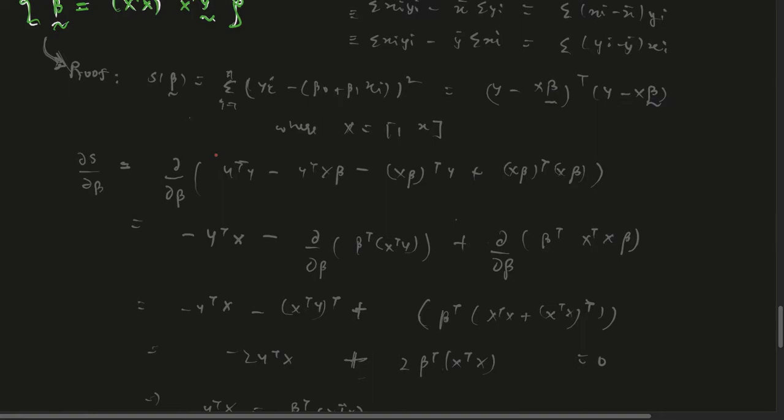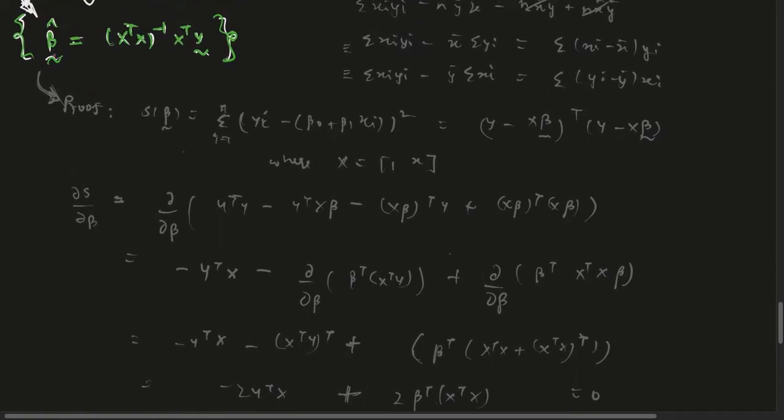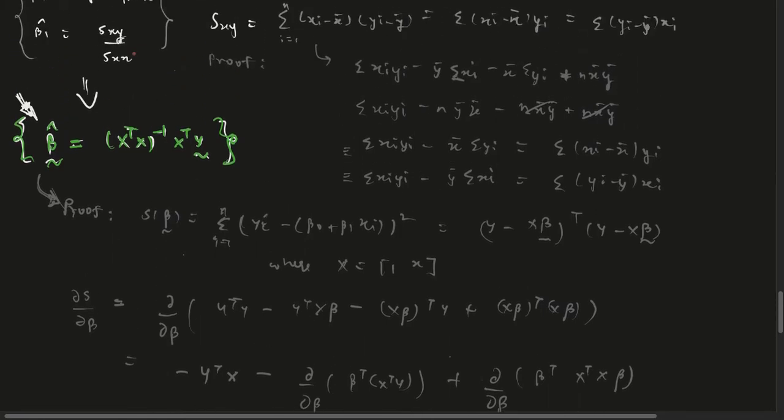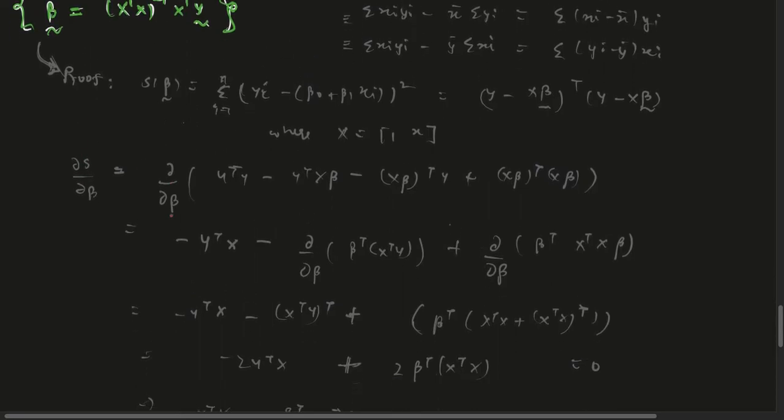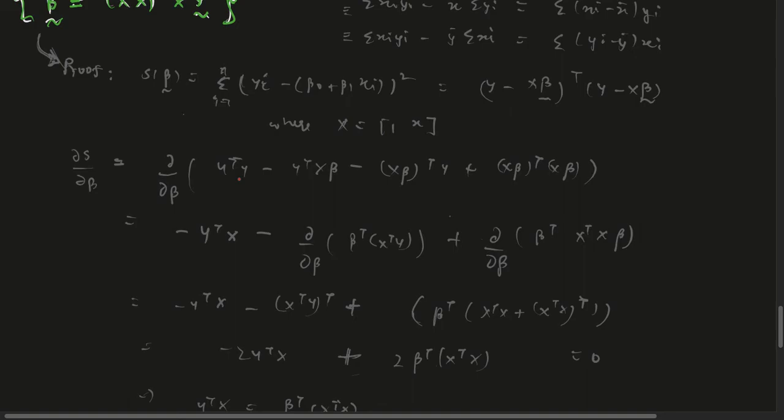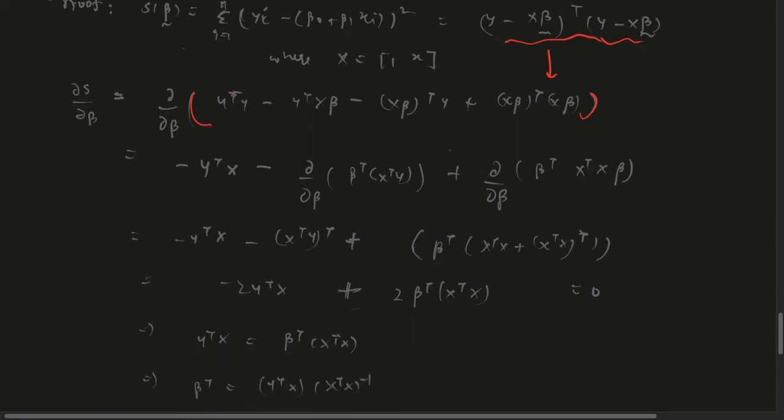So now to be able to find the value of beta hat, that is the optimal value of beta, which gives us the least error, we'll set ∂S/∂β equal to 0. For this we'll use some results from multivariate calculus. So ∂/∂β of this expression reduces to this expression right here. You can check. Then ∂/∂β of this quantity right here is 0.